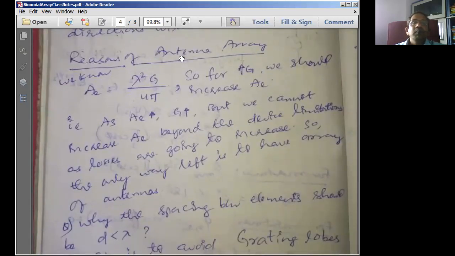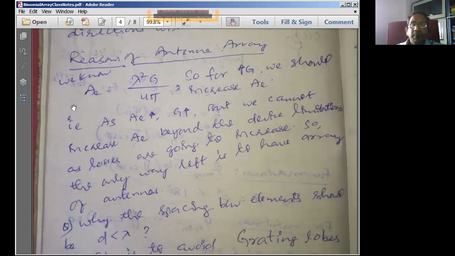Then why do we go for antenna arrays? Why do we have to use antenna arrays when we have a single antenna? One solution, definitely, without using antenna arrays, is that you can just increase the size of the antenna by increasing its dimensions. So if you increase the dimensions of the antenna, what are the problems we are going to get?